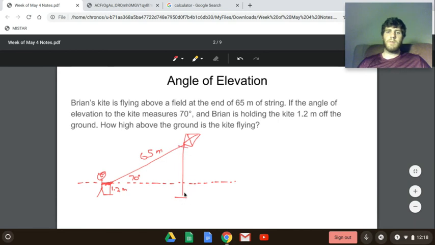Well, we know this small piece right here is 1.2. That's how high off the ground he's holding it. And what we need to find then is the next piece here. So we can add those two together and find the actual height of the kite. Well, we notice we have a right triangle. We're solving for a side of the right triangle, so we're going to use trig. We have SOHCAHTOA as our mnemonic to pick which one we want to use.